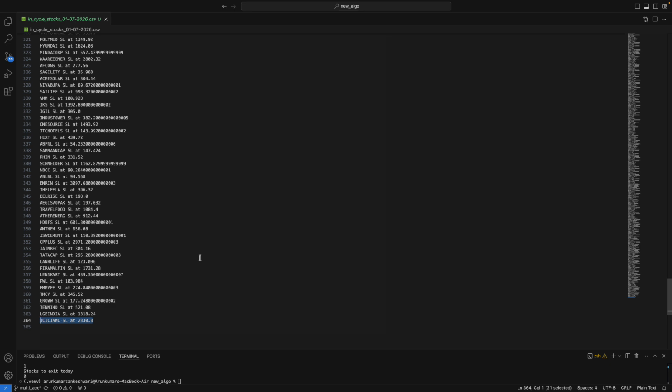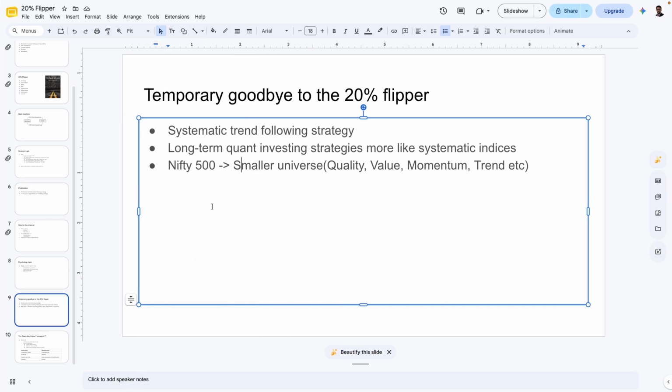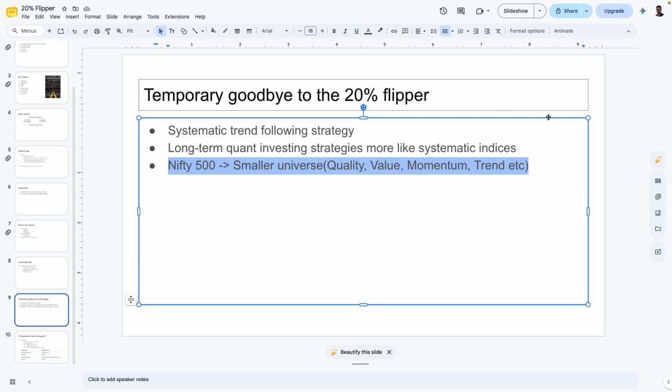As you can see, this is not really fitting my bill, where I want to have a smaller set from Nifty 500. So that was the reason that I took a step back and put this strategy on hold. I may come back to it when I fill the core portfolio with strategies of this style, and I will come back to additional strategies if I need them.